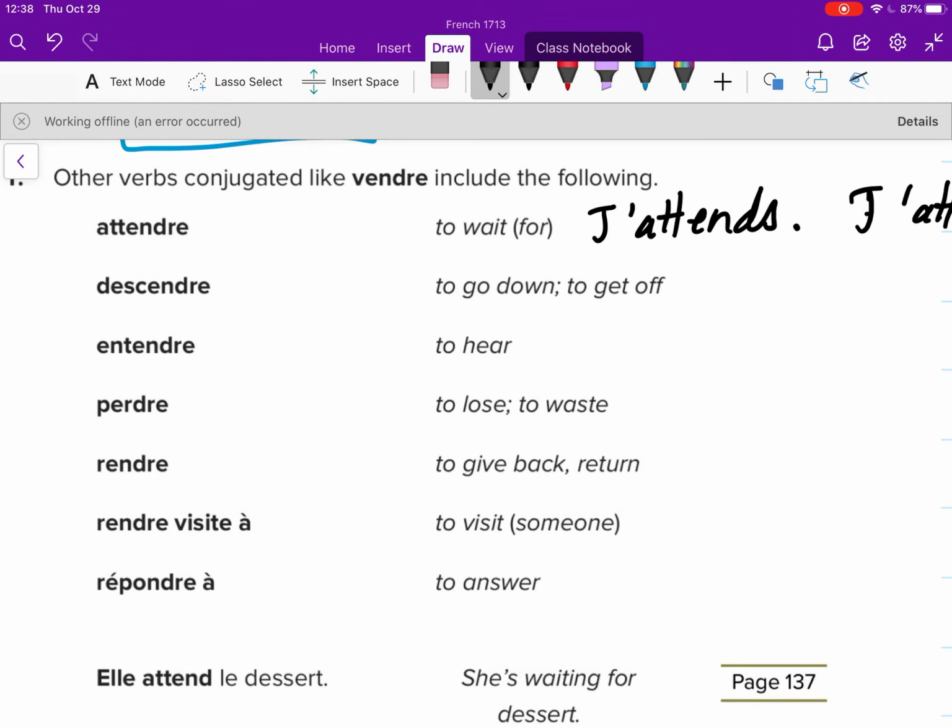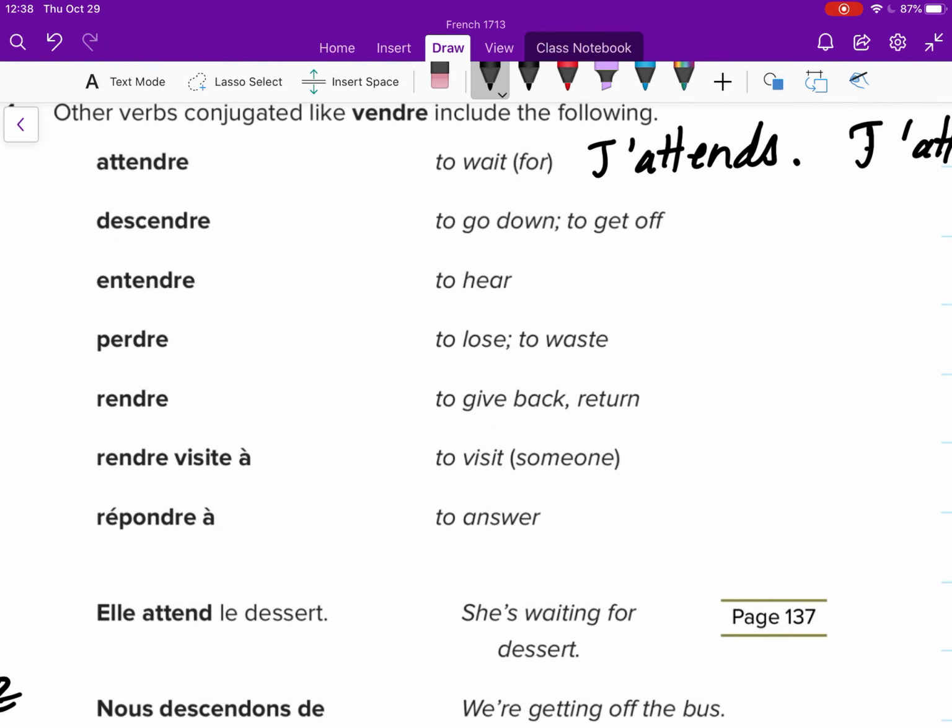Descendre means to go down or to get off, as in to get off of the metro or the train or a plane, etc. It can also mean to go south. Entendre means to hear. It is not the same as écouter. Écouter, we've done before. Écouter means to listen. That's an active action, whereas entendre, to hear, is a bit more passive. Entendre. Perdre, to lose or to waste. Perdre. Rendre, to give back or to return. This is also the verb that we'll use in order to hand in like a paper or homework or something.